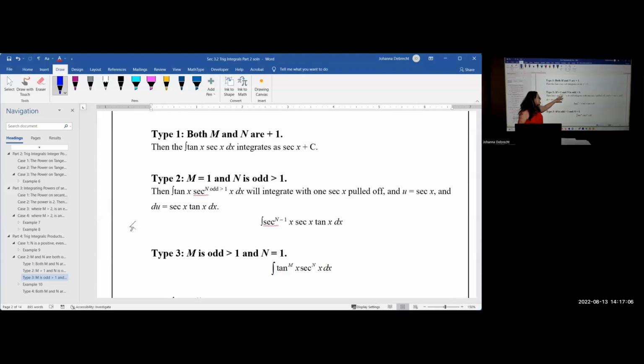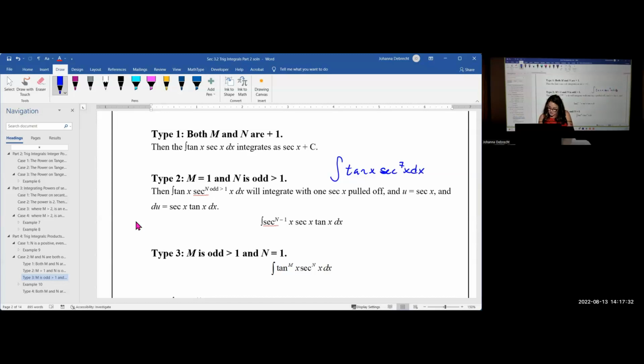So 3, 5, 7, 9, something like that. Well, we're going to pull one of the secants off, and then we'll have secant tangent, and then we'll do a u substitution with u being secant of x and du being secant tangent. So let me write just a real simple example of what this would look like. So let's say you had tangent of x, secant to the 7th of x dx.